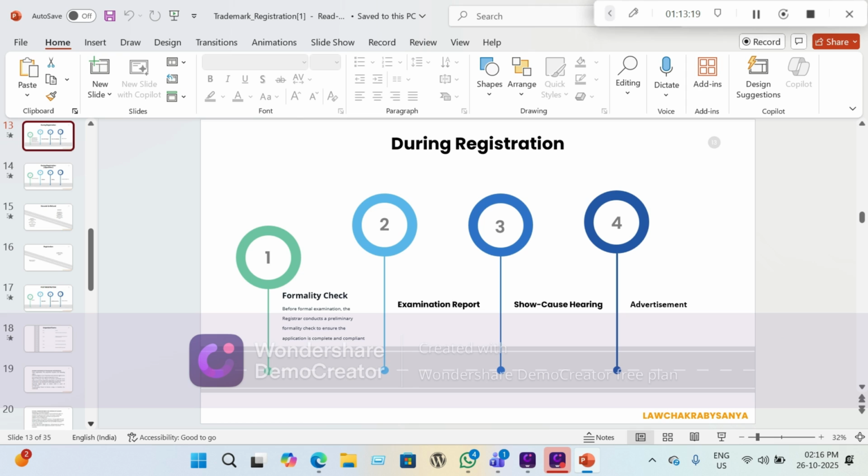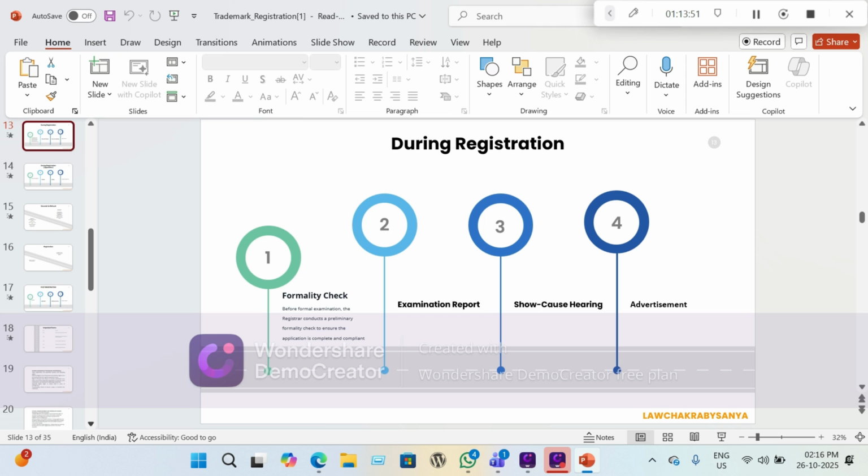So you have to file a reply to the examination report within 30 days from receipt of the examination report. If again you do not reply, then your application can be treated as abandoned. Once you have replied, you have explained that you have to look at my mark as a whole. It is not descriptive of the services or the goods. It is not offensive to anybody. It is distinctive. It is capable of distinguishing my goods from others, and it is not identical or similar to anybody else.